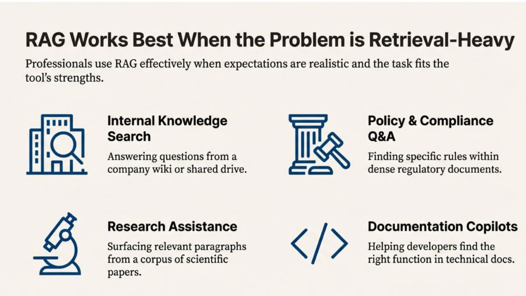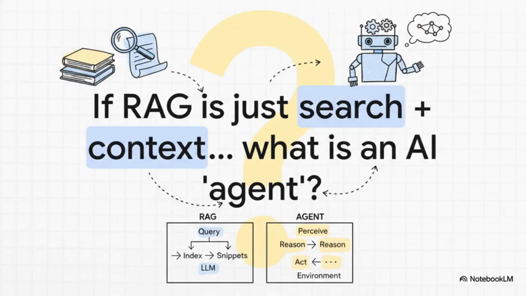Which leads to an interesting question. If RAG is just search plus context, then what do we really mean when we talk about AI agents? What's fundamentally different between RAG and an AI agent? That's exactly what we'll break down in the next video.